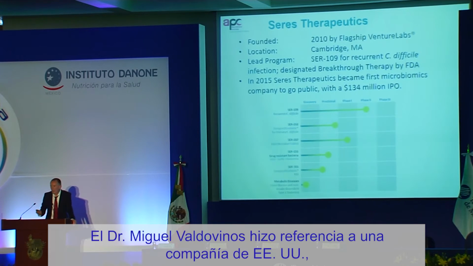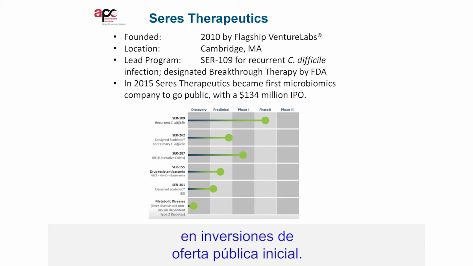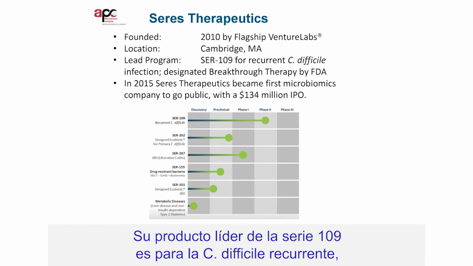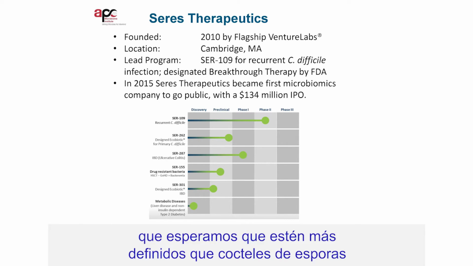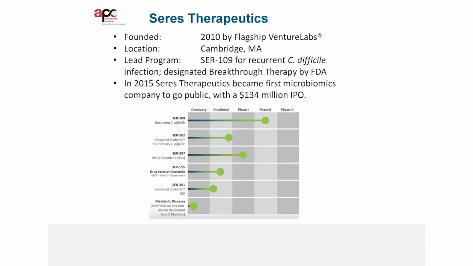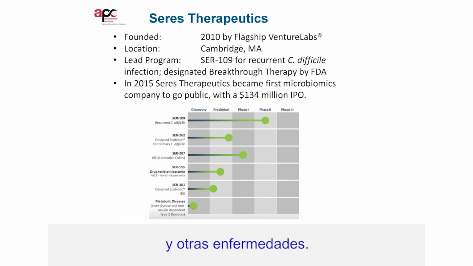The idea is let's use FMT as a paradigm and drill down into the microbiota and try and identify new organisms. And Miguel also referred to this company on the east coast of the US, Series Therapeutics. They've received incredibly large amounts of money in IPO investments. Their lead product, Series 109, is for recurrent C. diff, but they have a pipeline of products which are hopefully going to be more defined than just spore cocktails for conditions like primary C. diff and for a variety of other diseases.